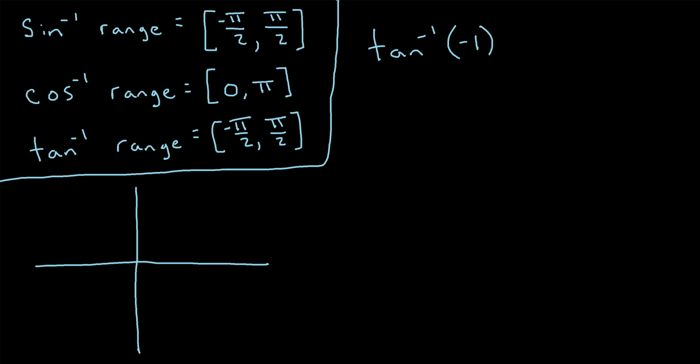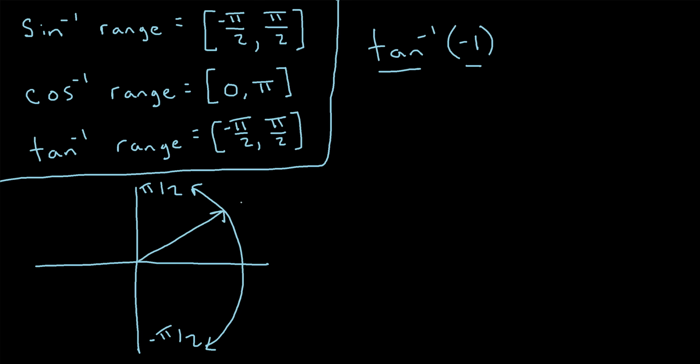All right, let's try another one. Let's find the inverse tangent of -1. So we're asking ourselves, what angle on the unit circle has a tangent value of -1? Well, let's check out our inverse tangent range. It says it ranges from negative pi over 2 to pi over 2. So this is our restricted range. This is the only range that we're allowed to consider for what angle has a tangent value of -1.